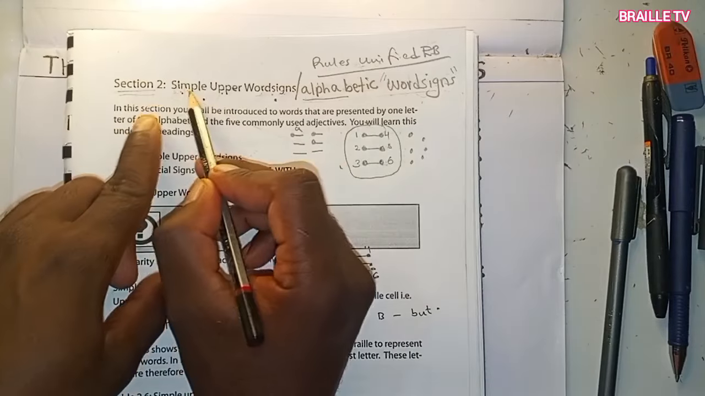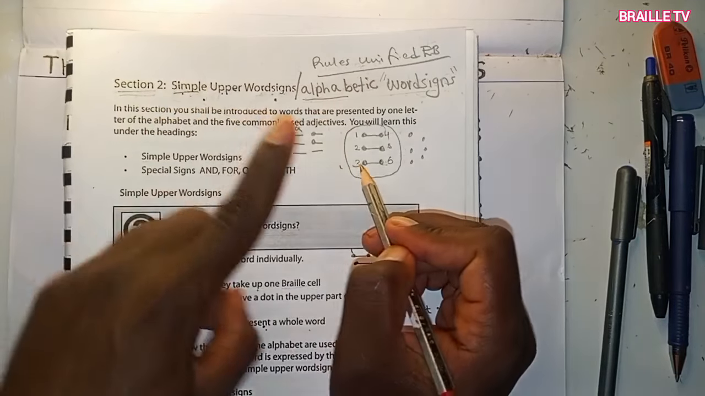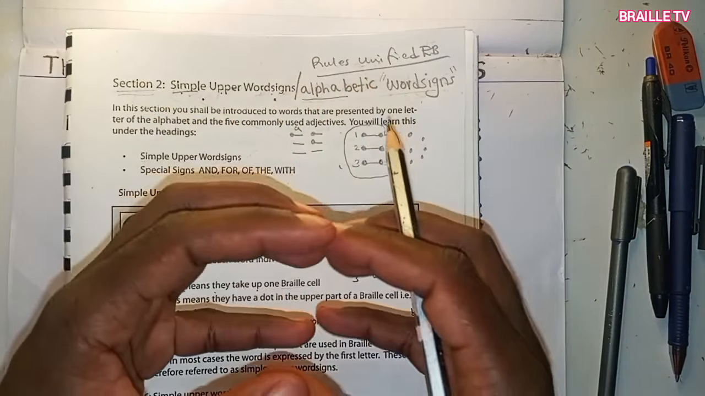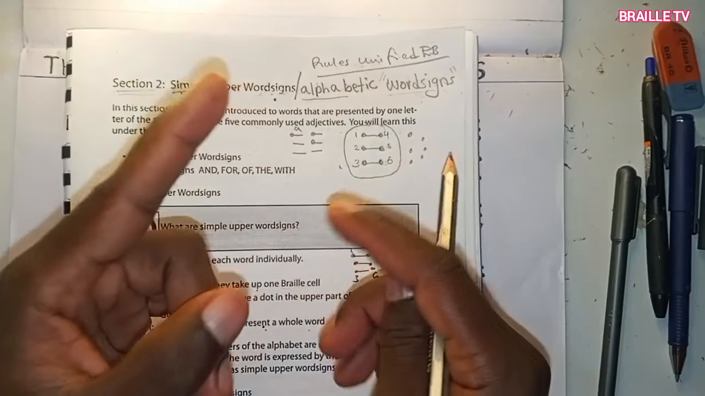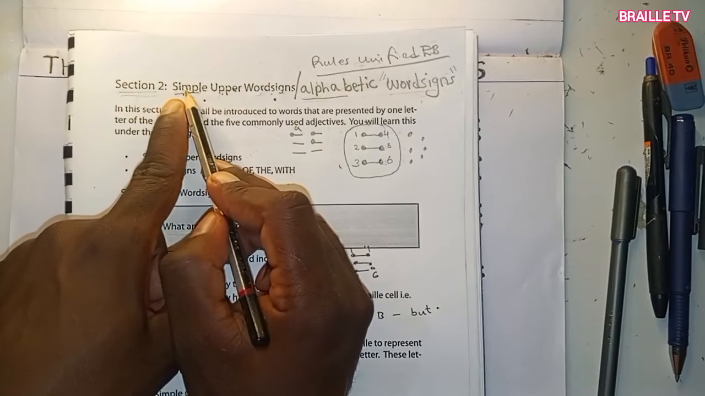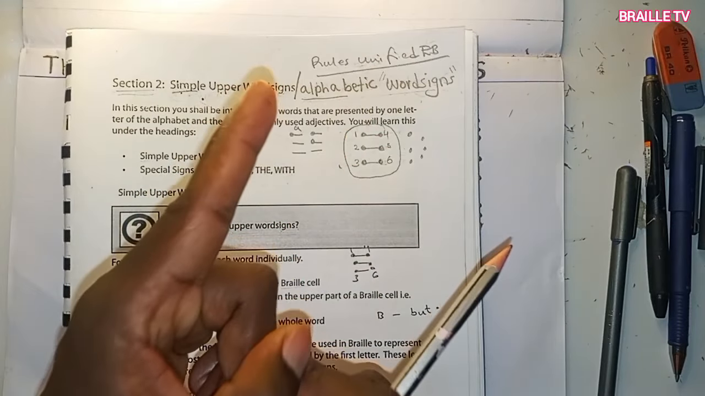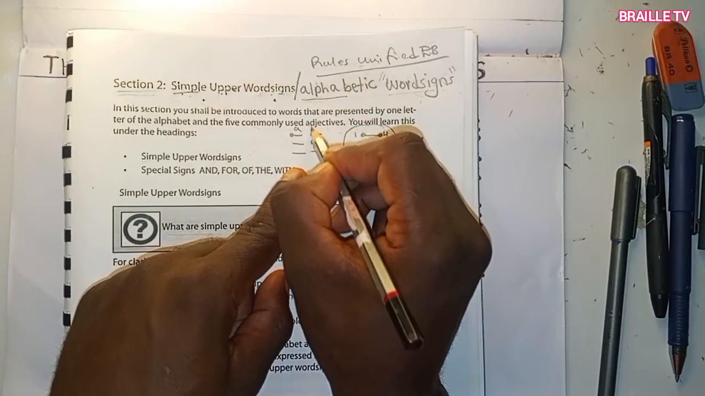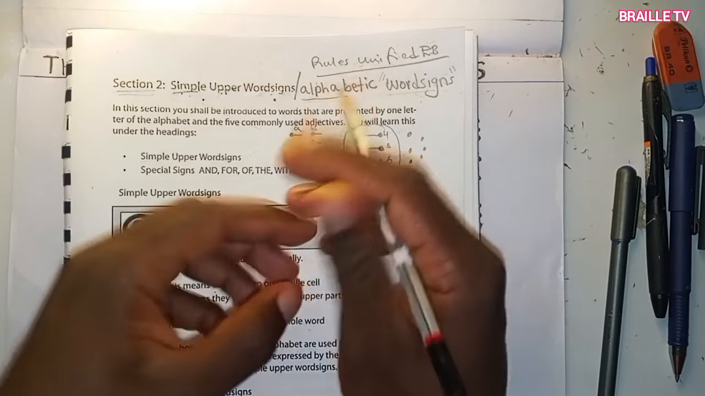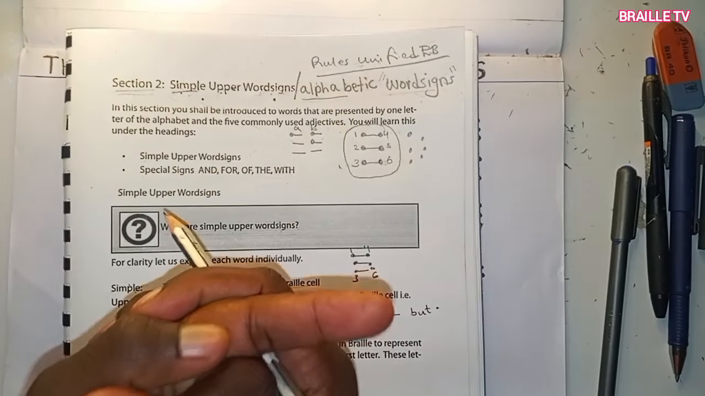Now, we are calling them simple because they take 1 Braille cell. All letters of the alphabet from A up to Z, they take 1 Braille cell, and that's why we call them simple, okay? They just take 1 Braille cell, as in these examples, A and B, okay? Even up to Z, they take 1 Braille cell.